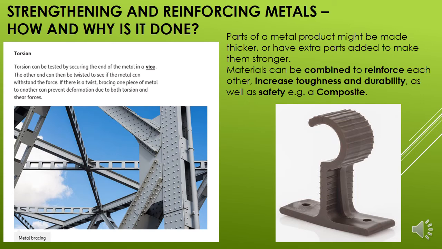You can shape the metal to add strength. You can add ribs along the way. Those lines that you can see in the bottom right hand side here are a way of adding extra strength.